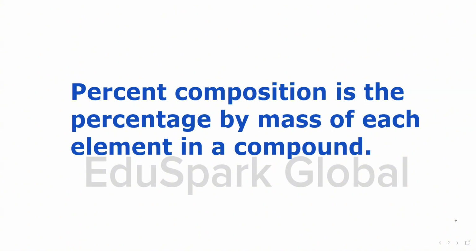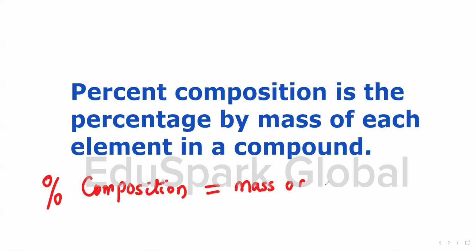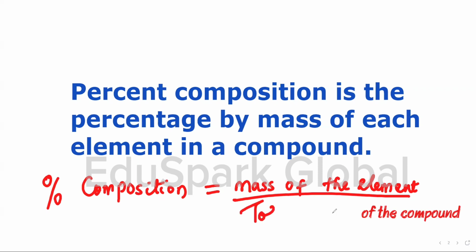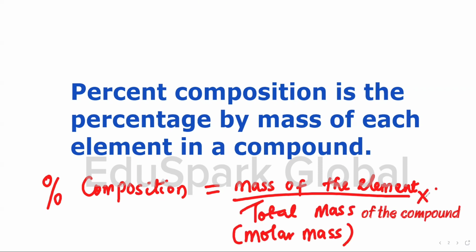Percent composition is the percentage by mass of each element in a compound. Percent composition is equal to the mass of the element over the total mass of the compound, which is the same thing as the molar mass, times 100. Okay? So let's look at different examples.